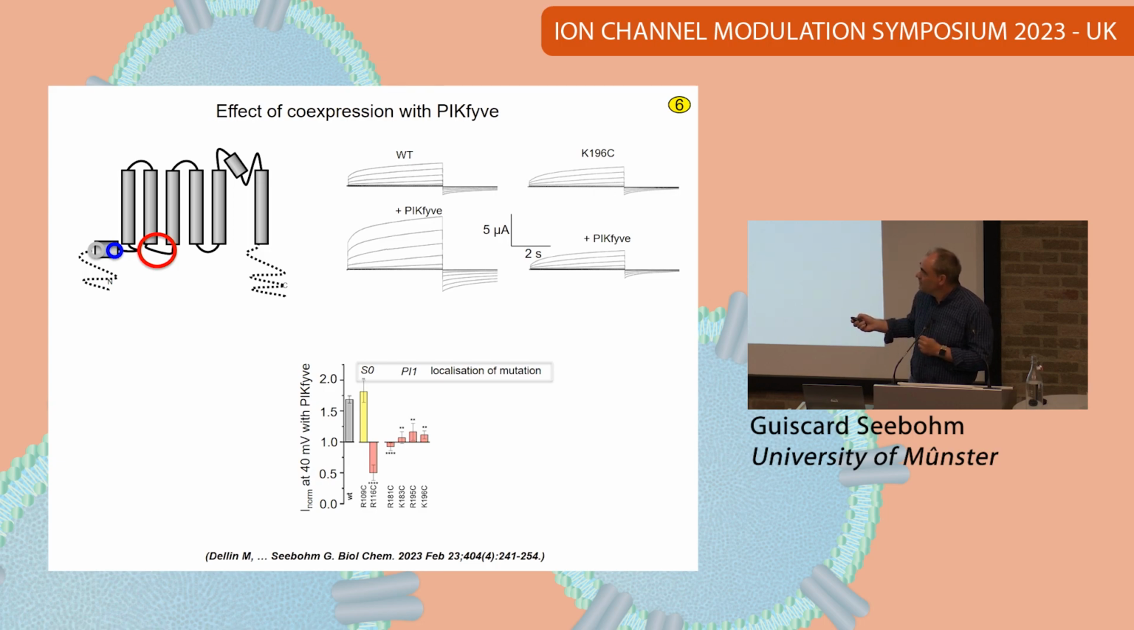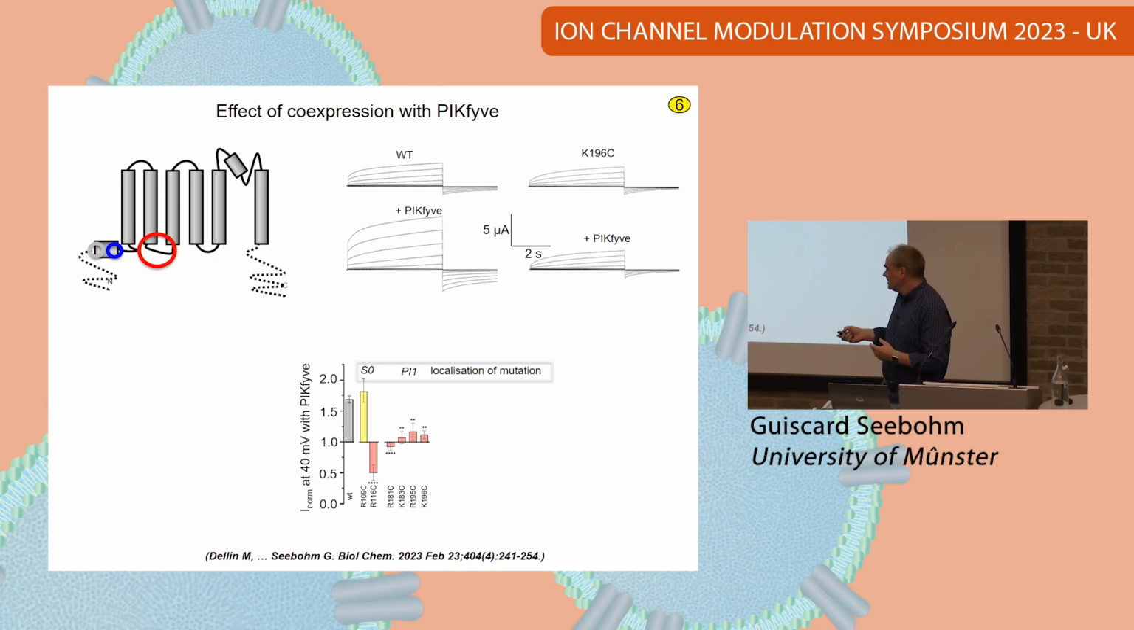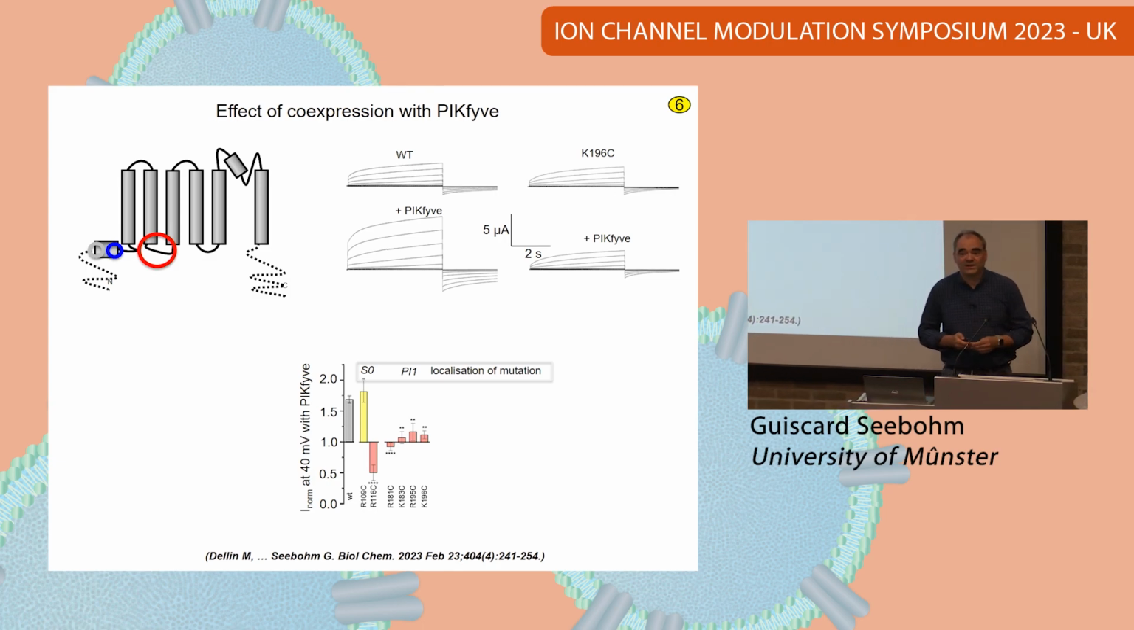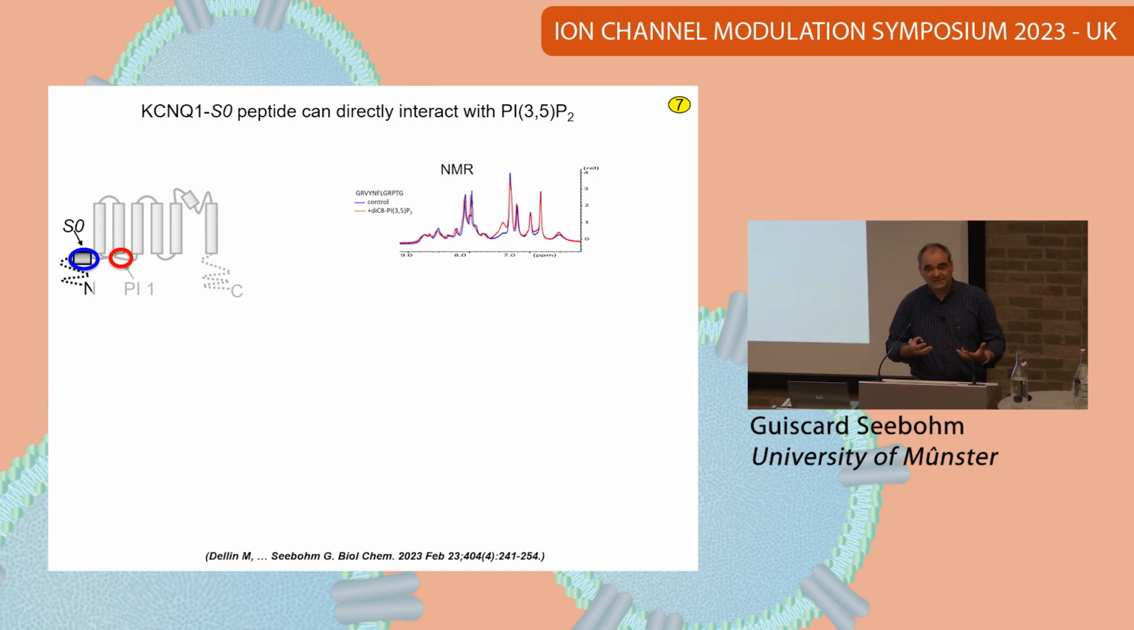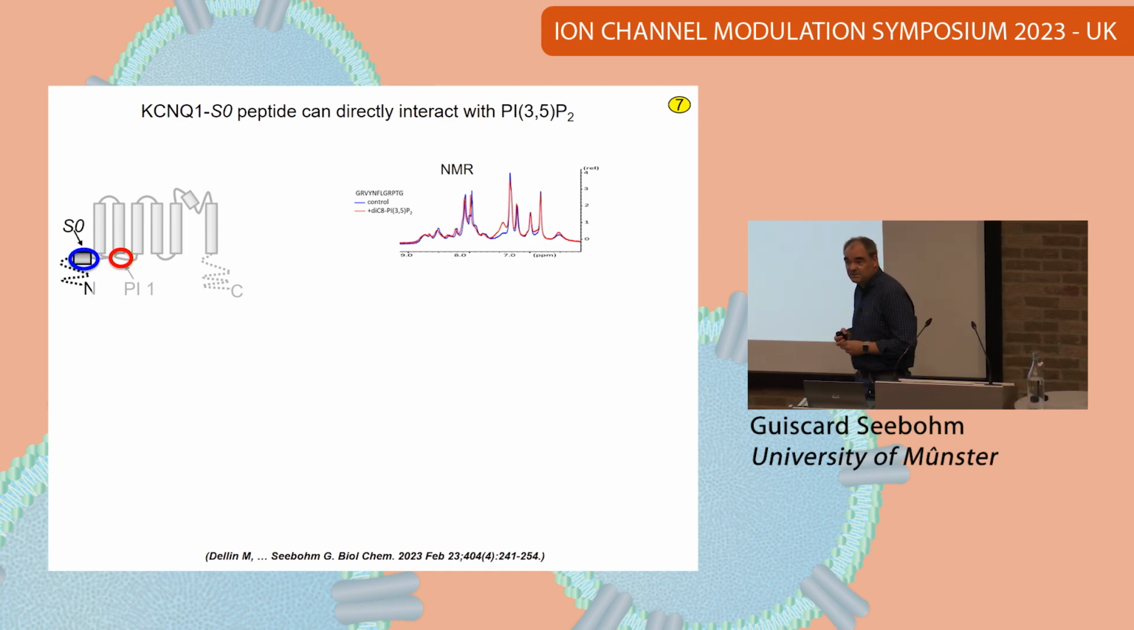However, we also had charge replacement or neutralization here in the S0 helix, and there we also see some modulation. So this arginine obviously is not directly involved in some interactions. However, there's also one arginine that, when you mutate it, can inverse the effect of the PIP2. So something really seems to go on with S0. Okay, so then we wanted to understand, is there physical interaction of this S0 with this PIP2?